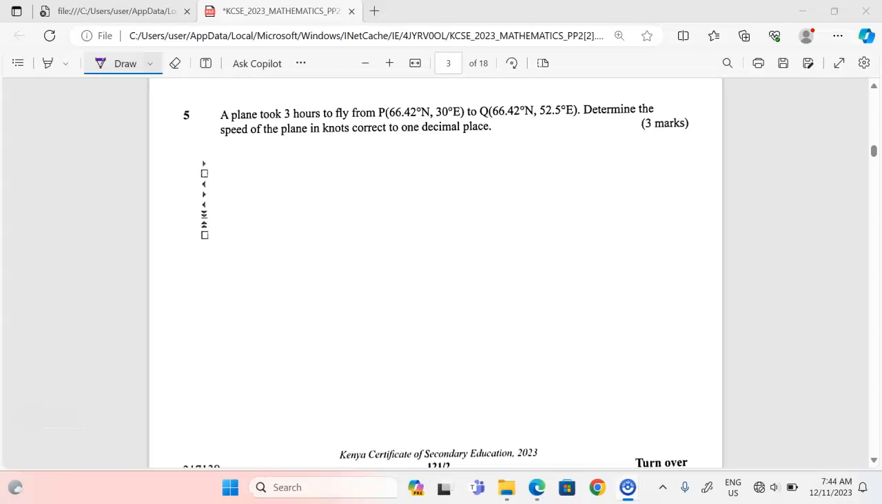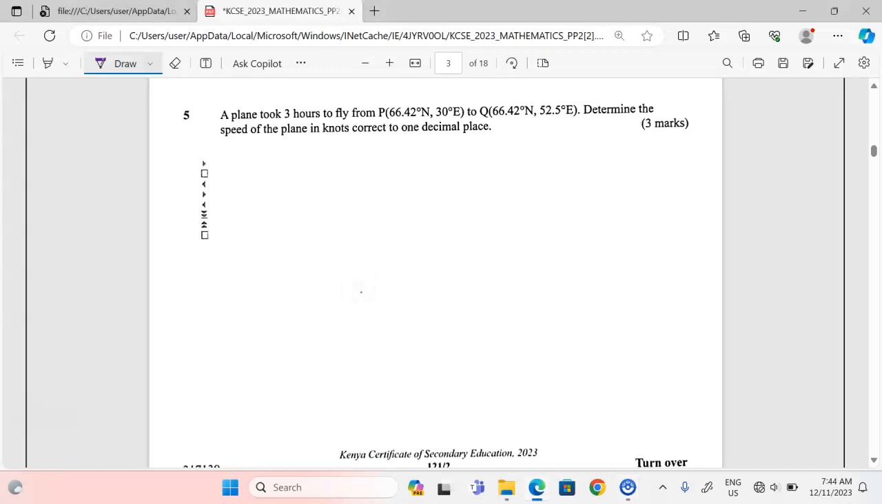We're going to continue with the KCSE 2023 Mathematics Paper 2, number 5. A plane took 3 hours to fly from P, 66.42 degrees north, 30 degrees east, to Q, 66.42 degrees north, 52.5 degrees east. Determine the speed of the plane in knots, correct to 1 decimal place.